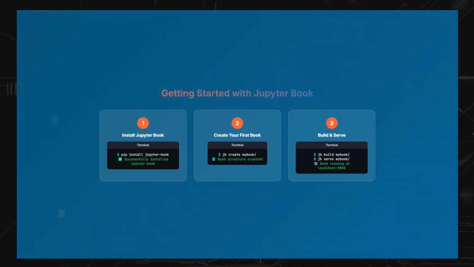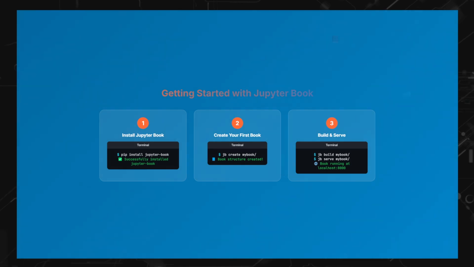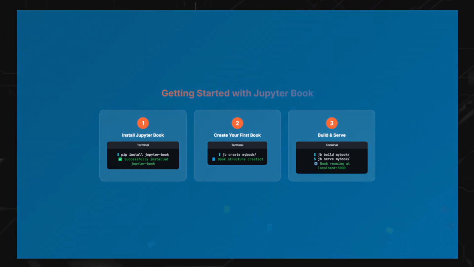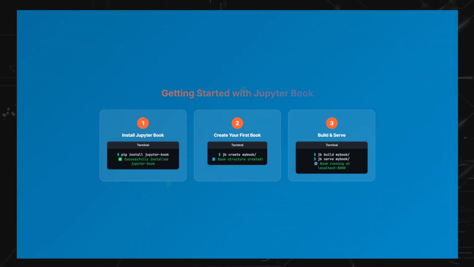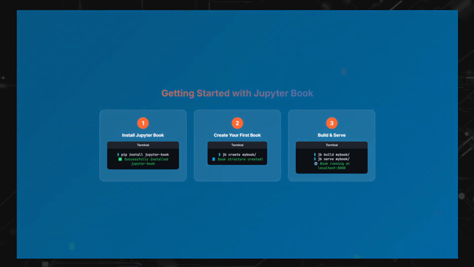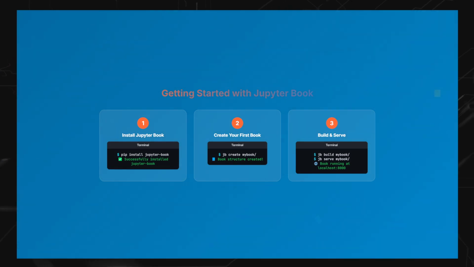And once, for example, you are happy with your content, in the third step you build your book using jupyter-book build, followed by the name of the directory that you just created, and that's it. This will create a directory called build, and all the HTML will be present inside it, and you will be able to see your book by opening the index.html inside a web browser, which is straightforward.